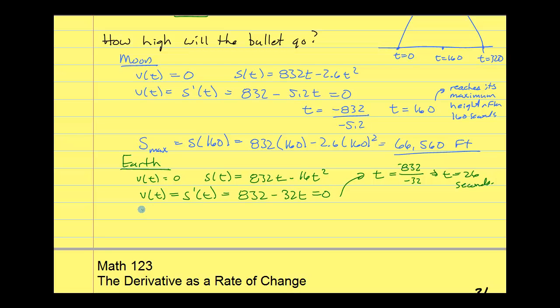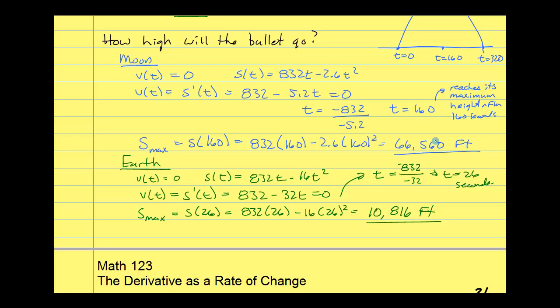So the maximum height then would be S sub max equals S of 26. So that would be 832 times 26 minus 16 times 26 squared. And if you plug and chug through that, I get 10,816 feet above the surface of the Earth. So these are my two solutions.